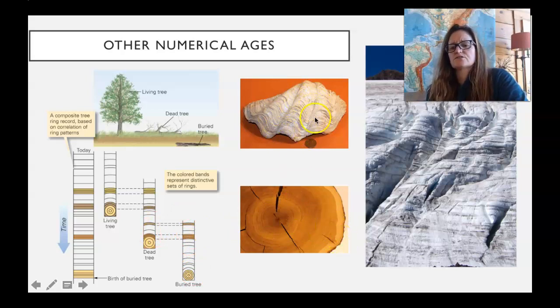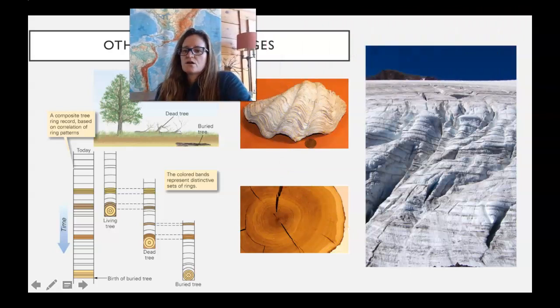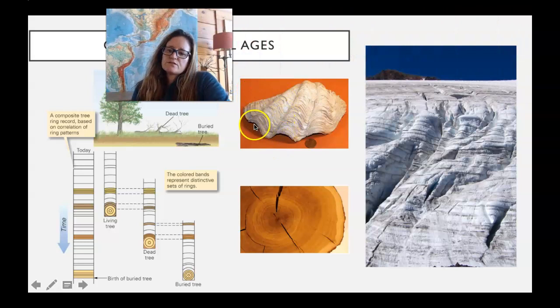Another thing to look at, here's a giant clamshell, is the growth of the clam. Each of these lines on here represents a layer of growth of that clam. So we can count back those layers and put a number on an age of how old is that layer within the clamshell.